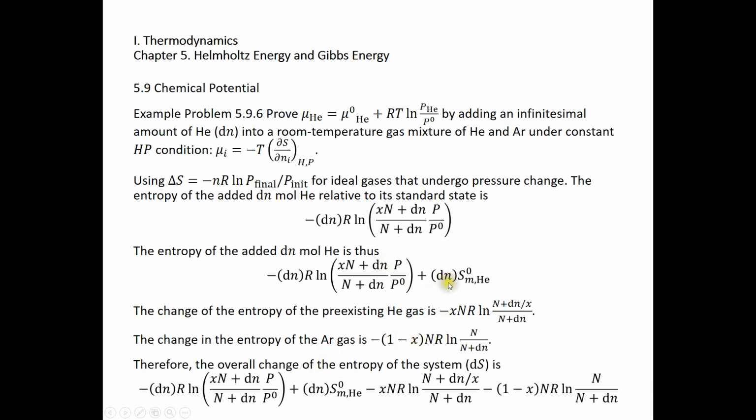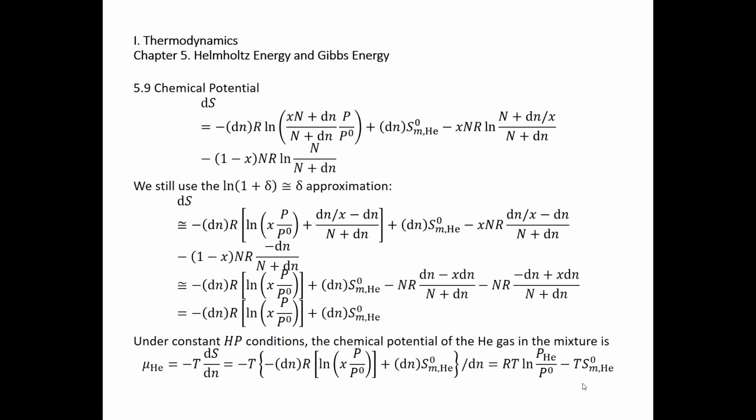Okay, again, we add these three components together. We get the overall change of the entropy of the entire system. The first two terms are the entropy of the added helium. This term is the entropy change of the pre-existing helium. This is the entropy change of argon. It looks very complicated, and over here we actually have 1, 2, 3, 4 terms.